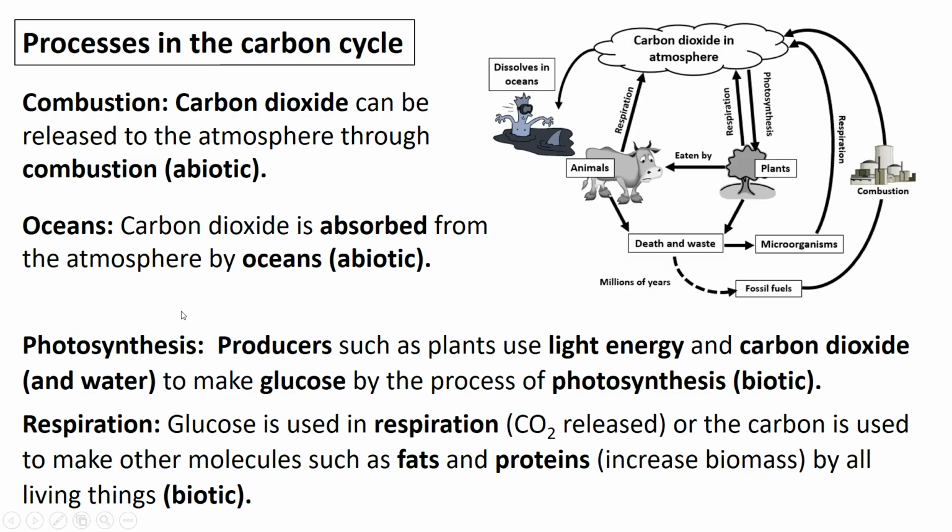And then the biotic processes involved are photosynthesis, which is where producers use light energy and carbon dioxide to make glucose, and respiration, where we are going to get all living things using respiration to release energy. And they'll also use the glucose to make more biomass in terms of fats and proteins and things like that. Okay, so this is quite a nice, simple diagram of what a carbon cycle might look like. You might get a blank carbon cycle where you have to name those processes that are involved. So you can see that there are feeding relationships involved. There's obviously death and decay, and all of those sorts of key processes involved in the carbon cycle.